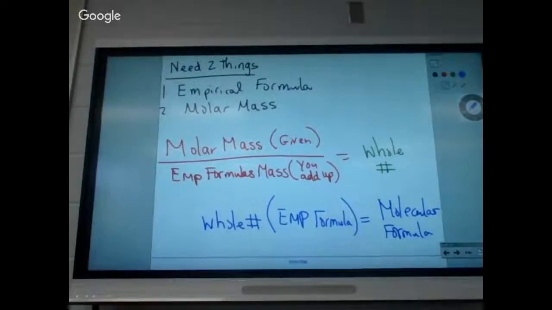Now, the concept behind this is that the formula has probably been reduced. And we're trying to figure out what number the formula has been reduced by. The most common number a formula has been reduced by is 2. So a lot of times we're going to get a 2, and we'll multiply it through the formula to get the molecular formula. Sometimes a formula may not have been reduced at all. So when we divide, what whole number will we get if it's not been reduced at all? A 1. And if we multiply by a 1, we get the same formula. We're trying to figure out what number the formula was reduced by.